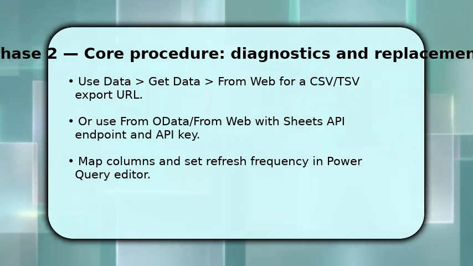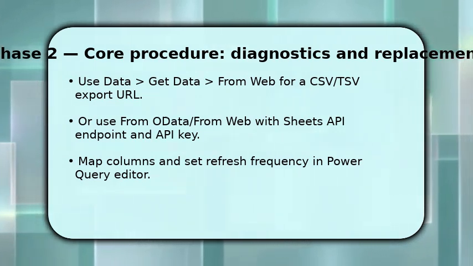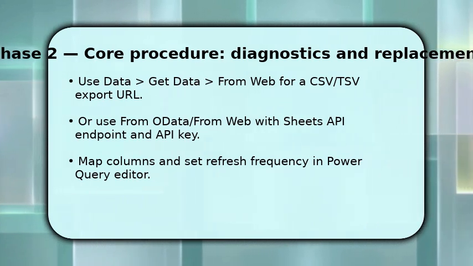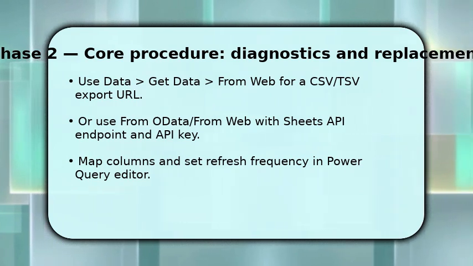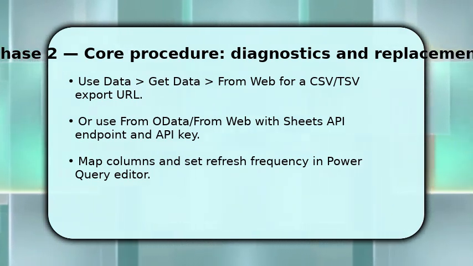In Power Query Editor, promote headers, change types, and remove unwanted rows. These transformations ensure correct types and performance. Once configured, apply and load to a worksheet or model, and schedule refresh.